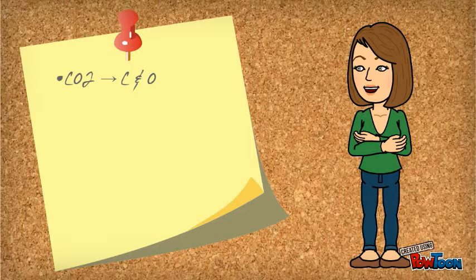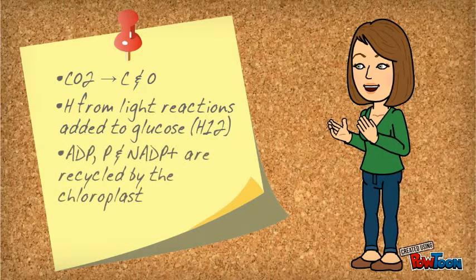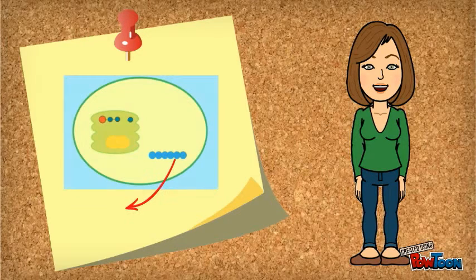Here's a summary of the dark reactions. Carbon dioxide is split into carbon and oxygen atoms using ATP created during the light reactions. Hydrogen is added to growing glucose molecules. This hydrogen was brought over from the light reactions. ADP, phosphate, and NADP+ are recycled by the chloroplast. The glucose that is produced is secreted out of the chloroplast for use inside the plant.